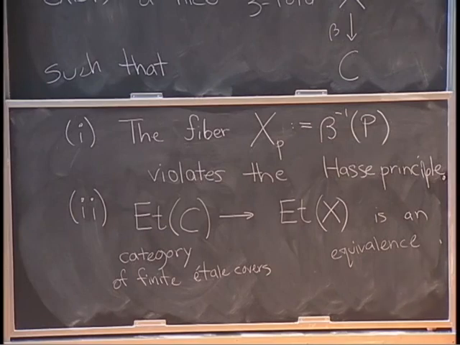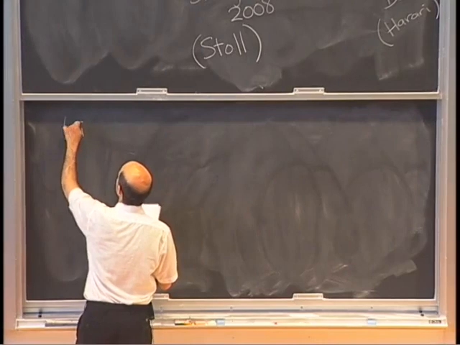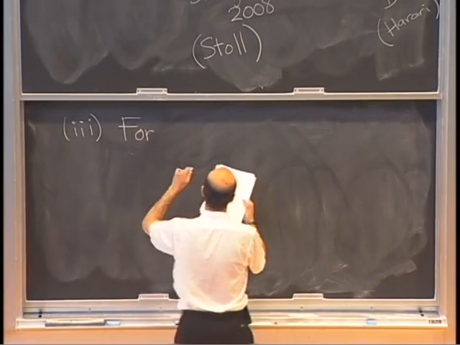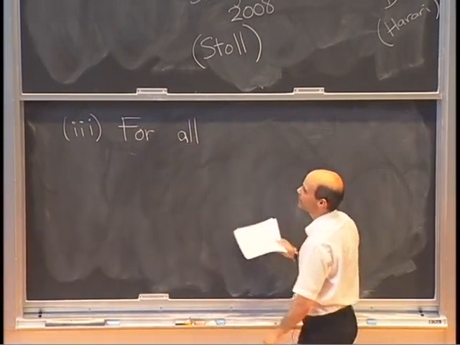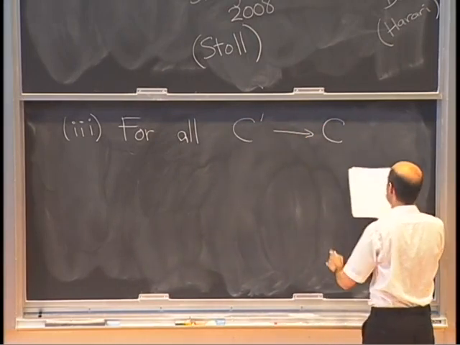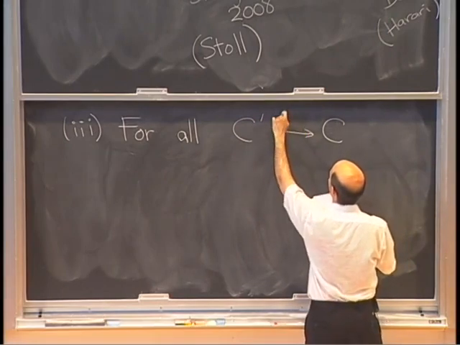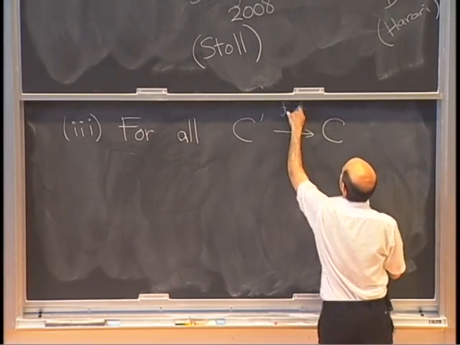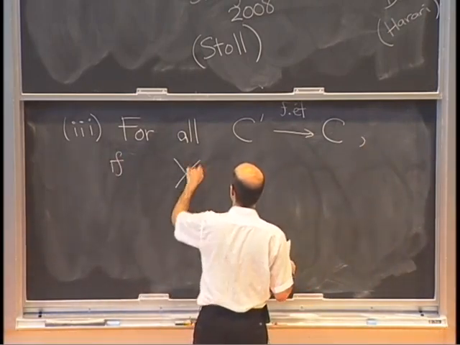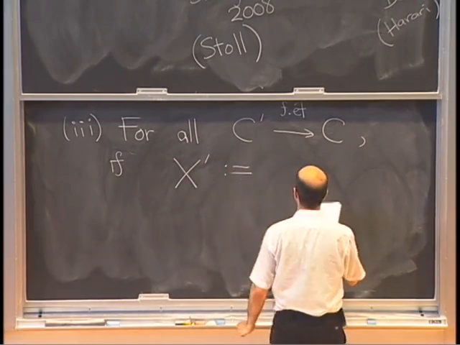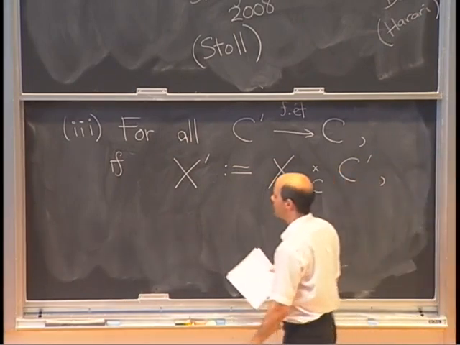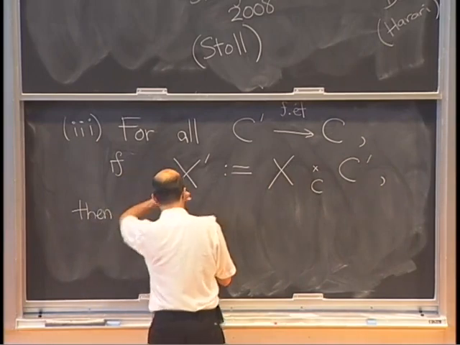Okay, so, and then the last condition I want to impose is, which is the trickiest one to arrange. But actually, once you have the idea of doing this, it's not so hard to find these examples. So for all finite étale covers, if I define X prime to be the corresponding cover of X, namely the base extension, then the map on Brauer groups. Is your C prime also nice?